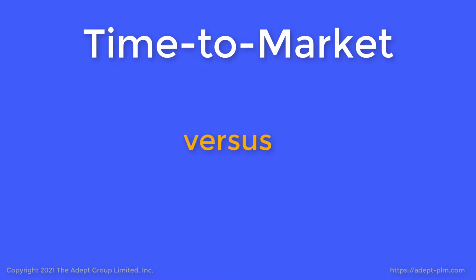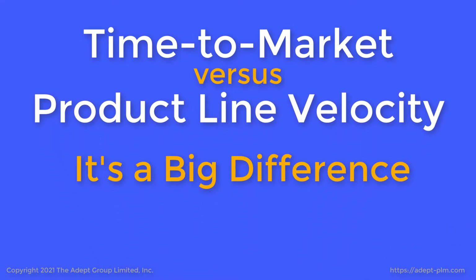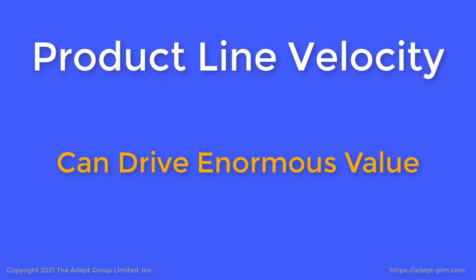Time to market and product line velocity are notably different. And as companies embrace a multi-product orientation to innovation and product development, the focus on product line velocity will grow stronger.